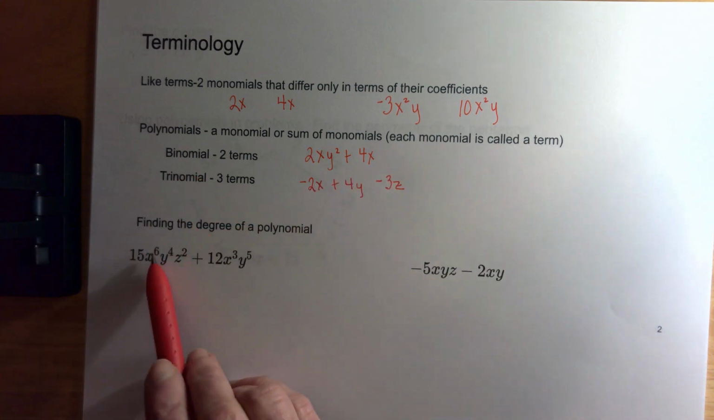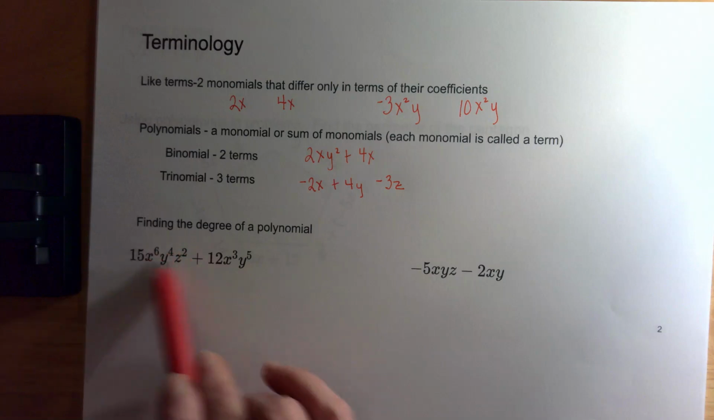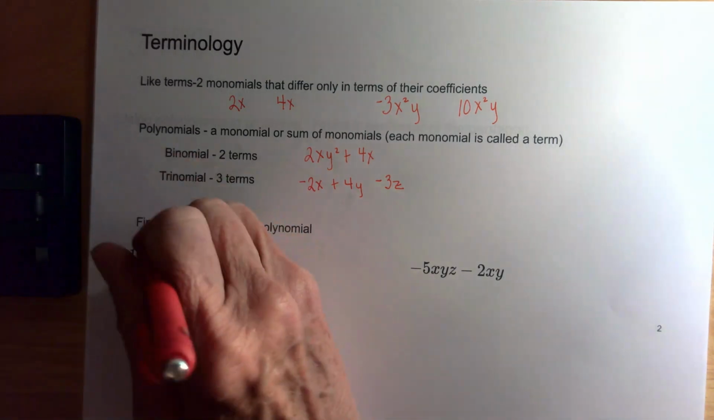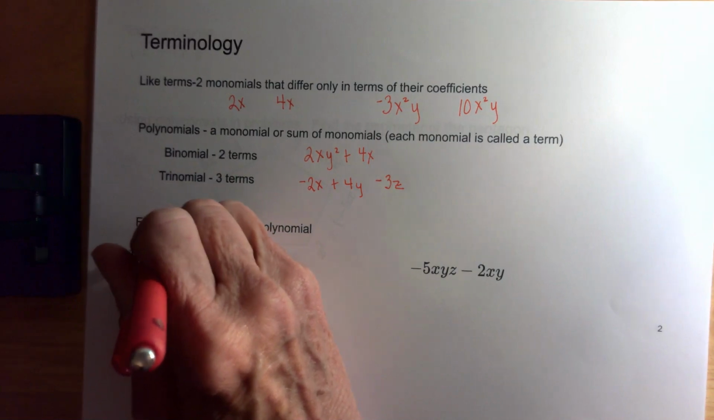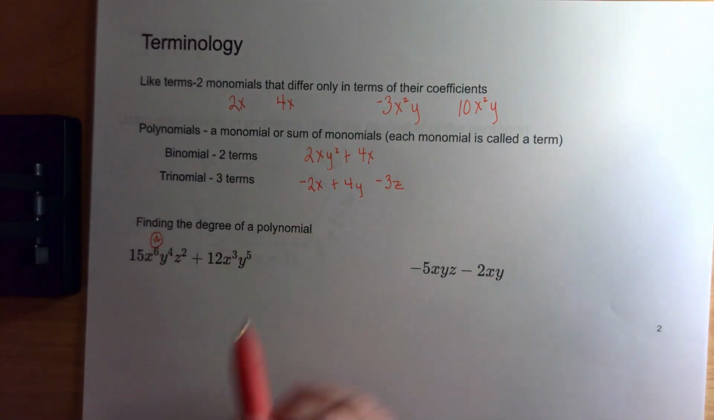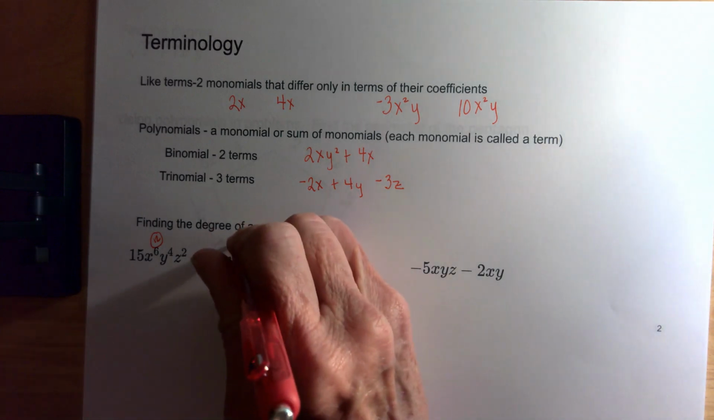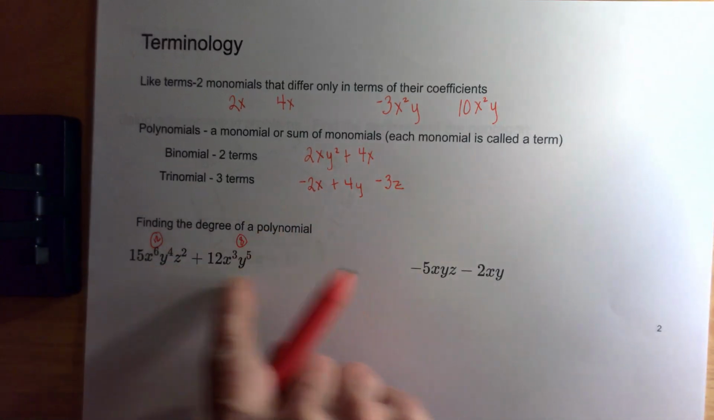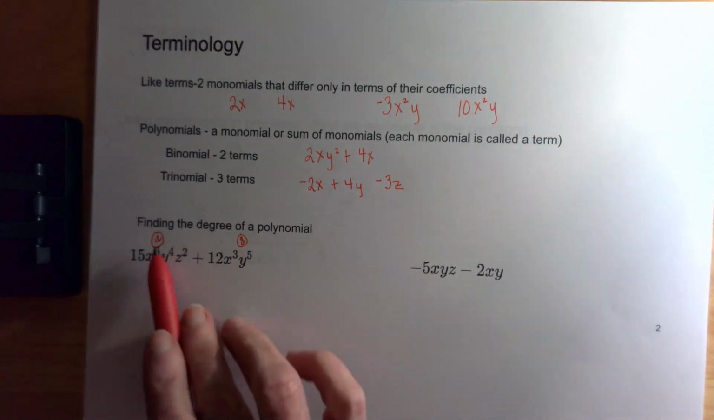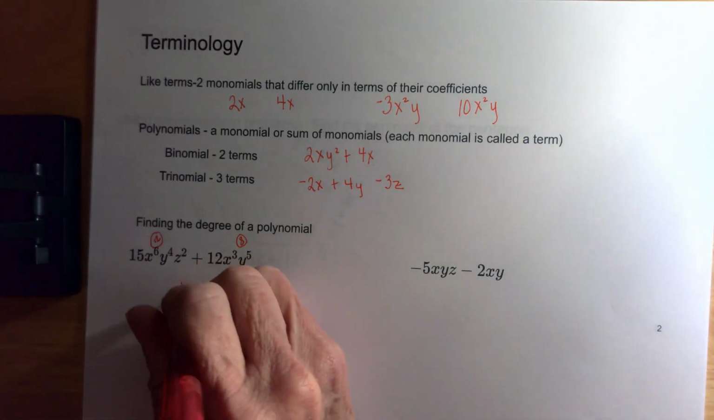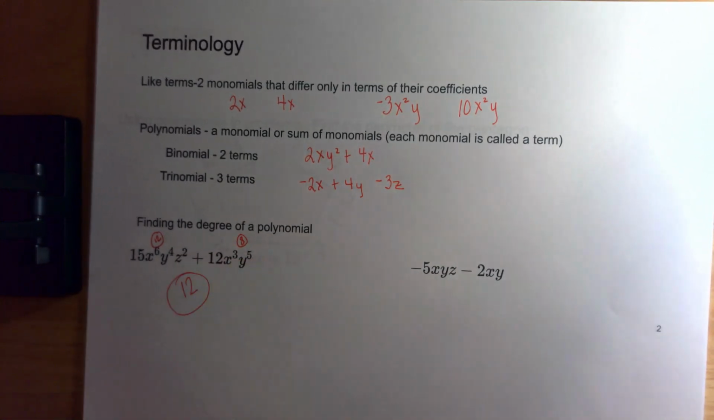So in other words, the degree of this term of this polynomial is 6 plus 4 plus 2, so the degree of that term is 12. The degree of this term is 3 plus 5, or 8. So the degree of this polynomial is the larger of those two. So the degree of that polynomial is 12.